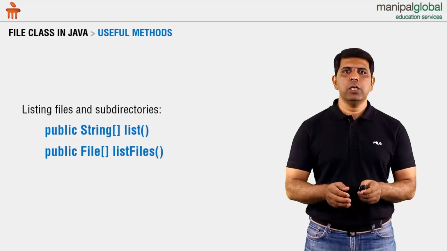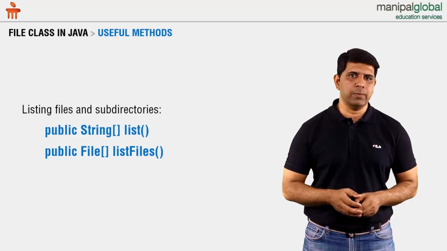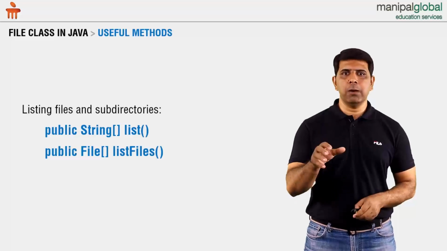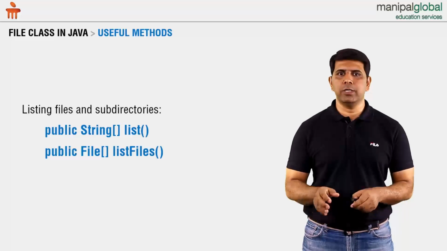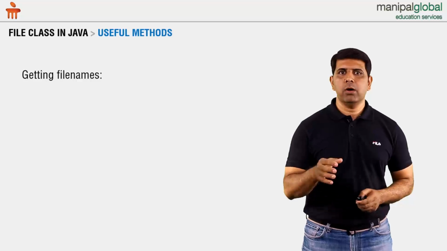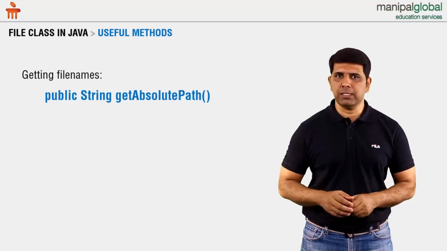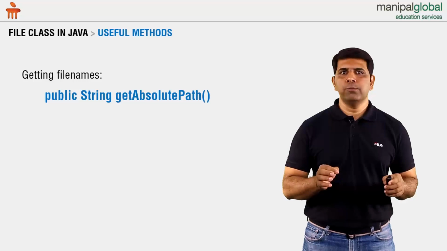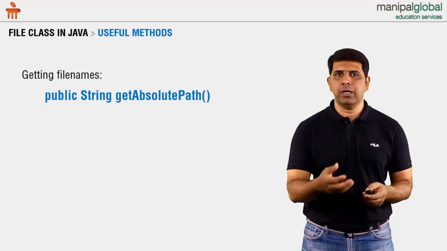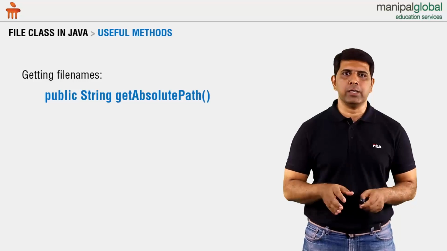Similarly, I can say listFiles, and listFiles will give me an array of file objects. Each file object contains the complete file information about individual files and folders found in this directory. So how do we get file names from that? When you have a file object, you can call the getAbsolutePath method. This method returns a fully qualified absolute path of the file or the directory that it represents, and this would be a system independent hierarchy.